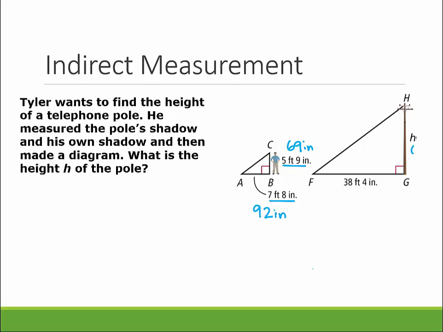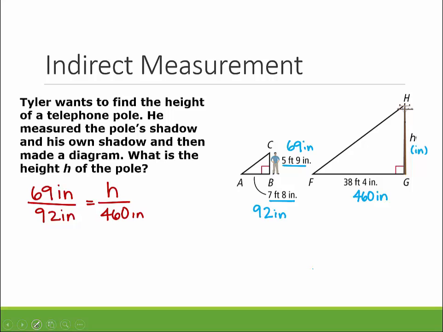We'll find the height in inches of this flagpole, and the shadow for the flagpole is 38 feet, which is 456 inches plus 4 for a total of 460 inches. So now that everything is in appropriate units, we can set up proportions. There's tons of different ways to do this. I'm going to use the height of Tyler divided by his shadow and set that equal to the height of the flagpole, which we don't know, divided by its shadow.